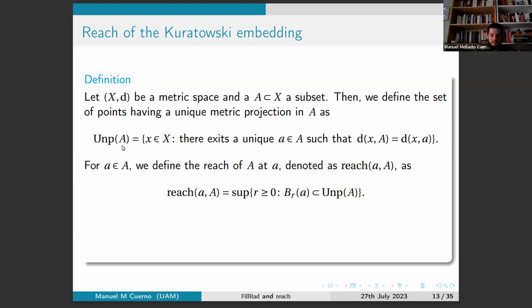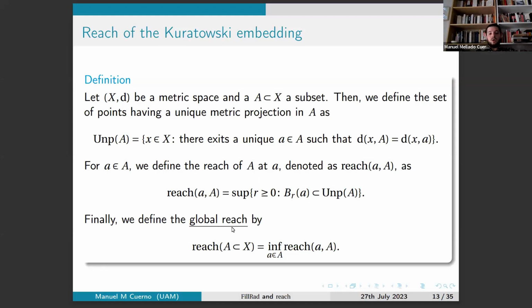So the unique points of A is not an empty set. At least it's not an empty set. Finally, we can globally define the reach as the infimum of all the local reaches. An easy example is S1 in R2. In S1 in R2, all the points have a unique projection, except the center, (0, 0). The point (0, 0) has infinite projections in S1. So the reach of S1 in R2 is 1.